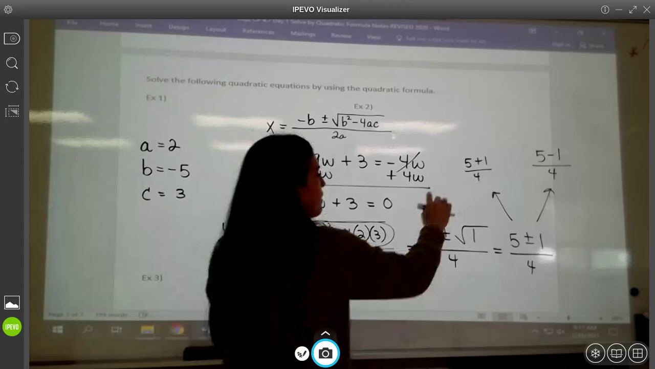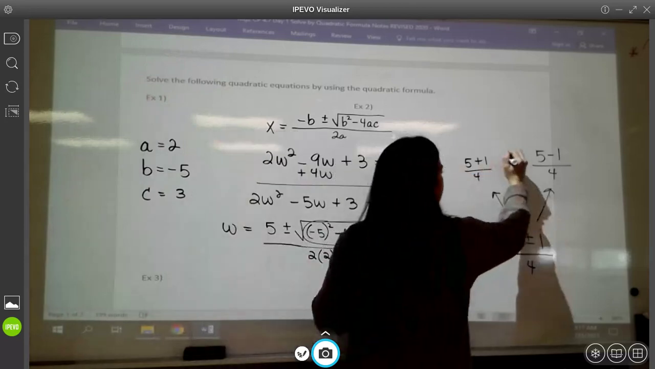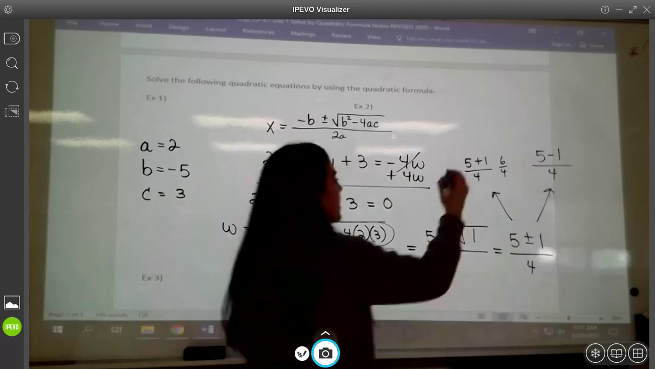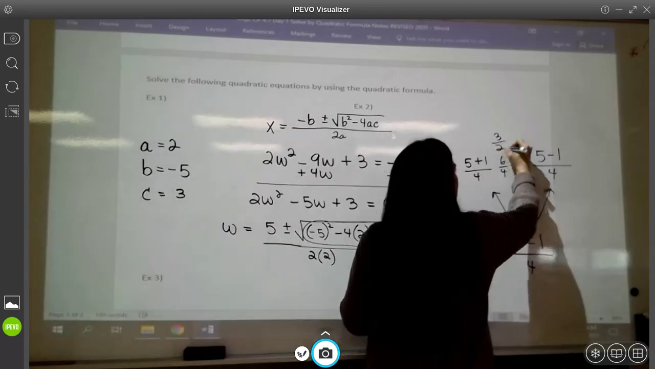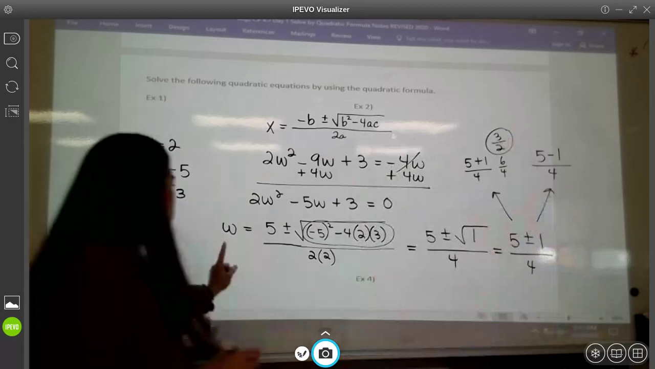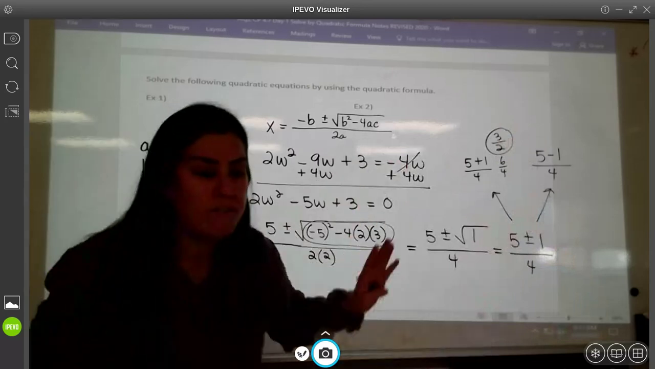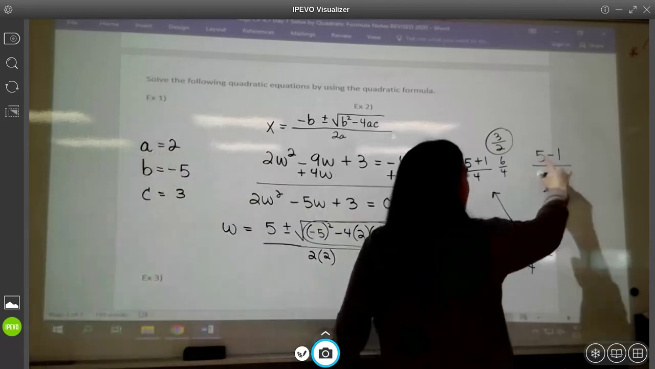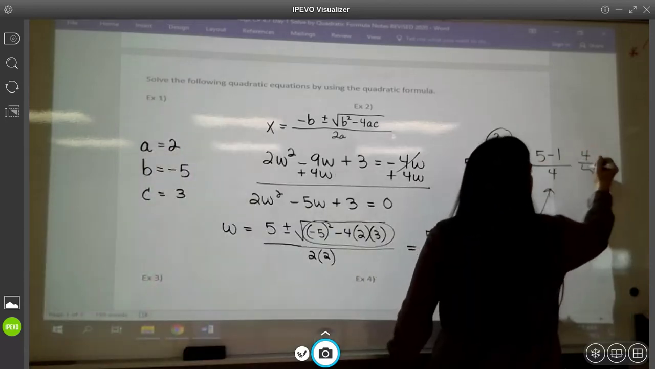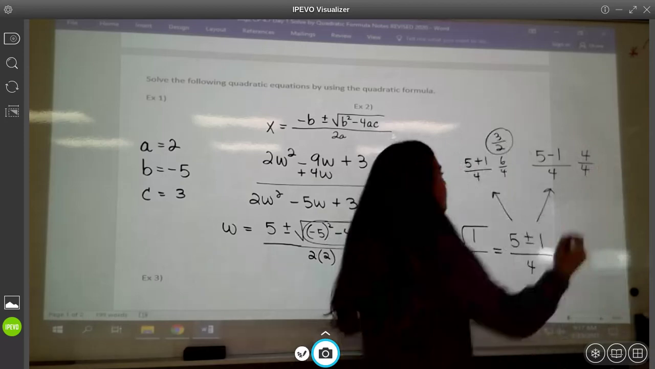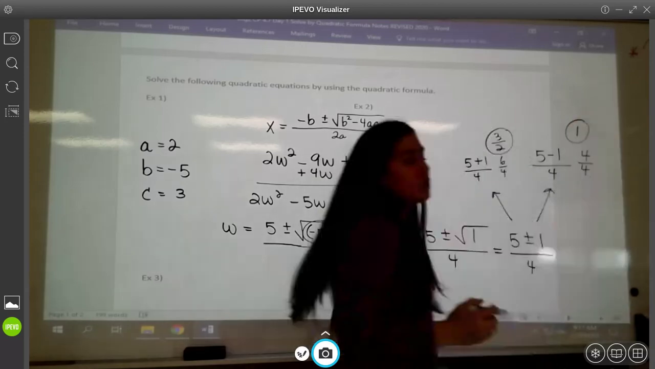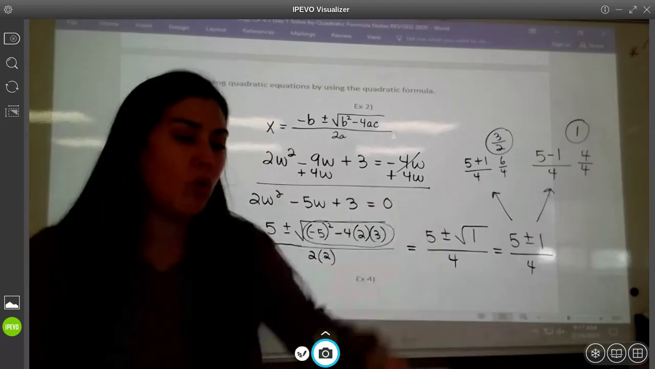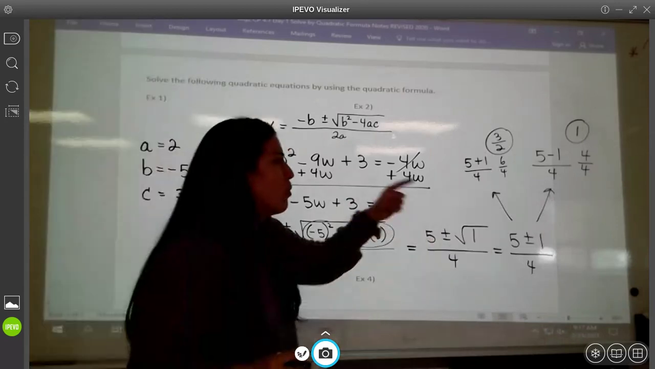All right, so let's do this one. 5 plus 1 is 6 divided by 4. What does 6 over 4 reduce to? That's 3 halves, 1.5. So when x equals 3 halves or 1.5, that's one of my answers. And then when I come over here, 5 minus 1 is 4. Divide that by 4. Who's 4 divided by 4? 1. So my 2 different answers to this degree 2 quadratic equation are when x is 1 and when x is 1.5.